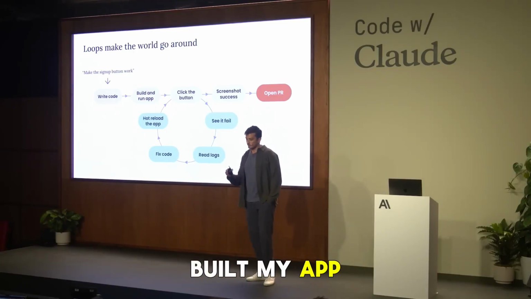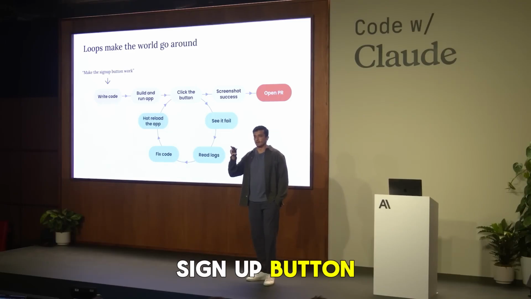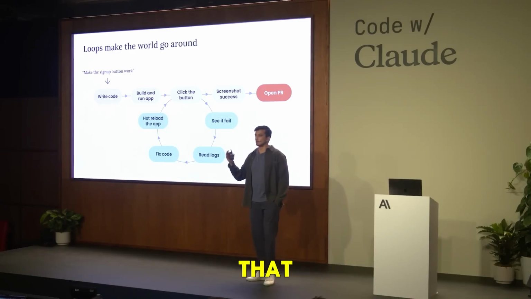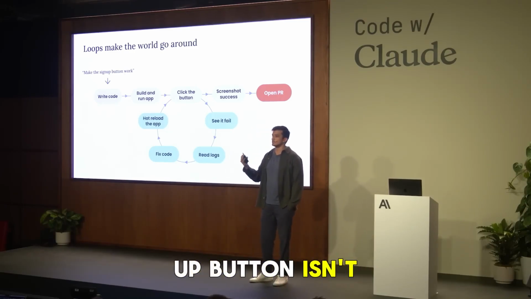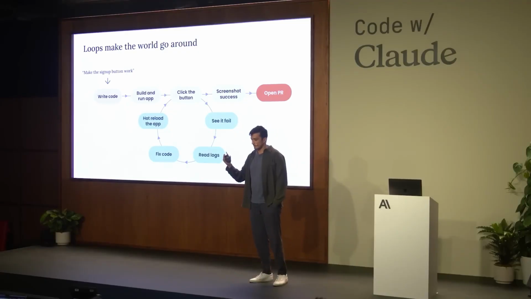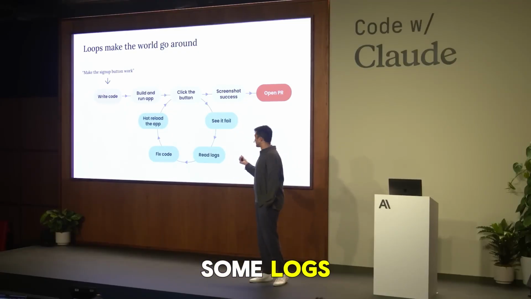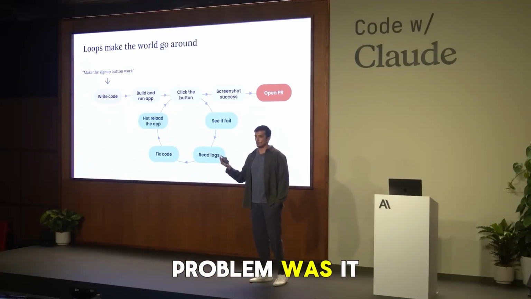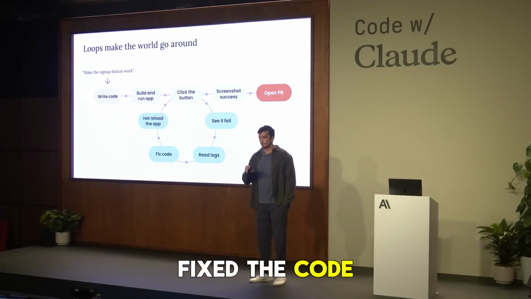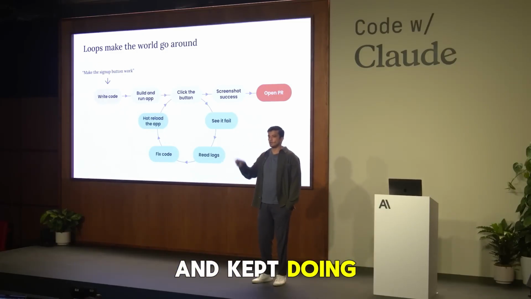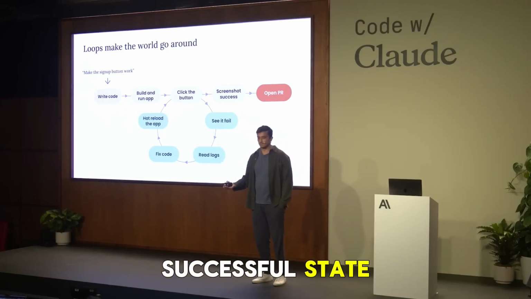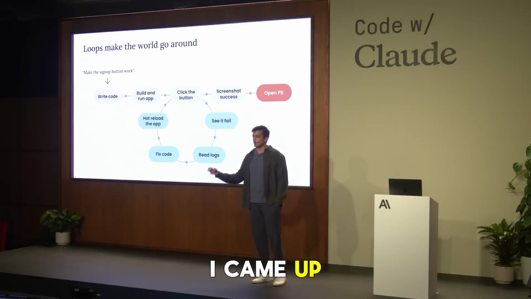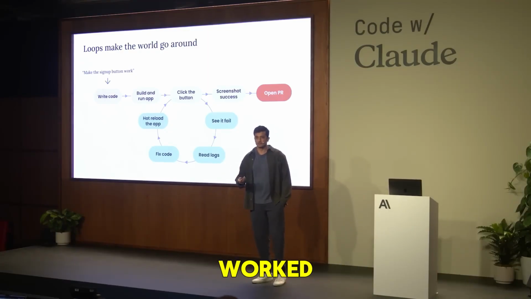It built my app. It clicked my sign up button, opened up a browser, and saw that clicking the sign up button isn't really doing anything. It doesn't take you anywhere. So then it decided to read some logs, and it found out what the problem was. It fixed the code, reloaded the app, and kept doing that until it got to a successful state. And finally, what it came up with was a PR that indeed worked.